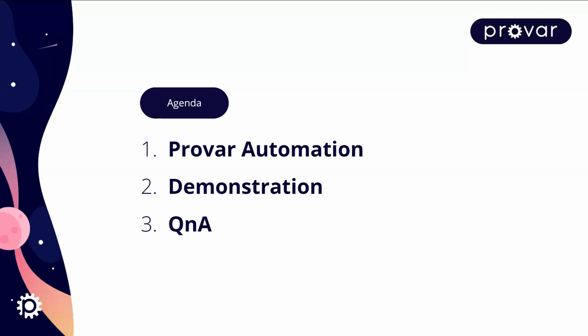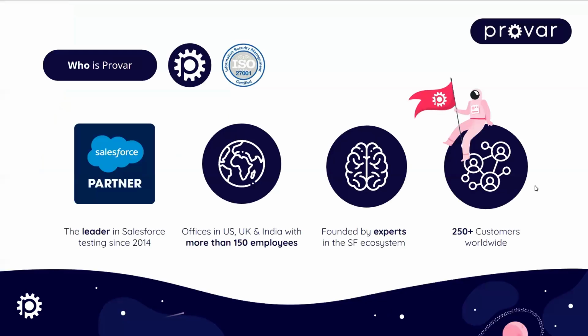Yeah, so before going to Provar Automation, I would like to give you some background of Provar, like who we are and what we do, etc. So Provar was founded in 2014. It's been a decade we are in this industry now. Provar is the only automation solution that's been engineered from the ground up to test Salesforce. And yes, we are global. We do have offices in the UK, US, and India. So that gives us the ability to provide 24/5 support to our customers.